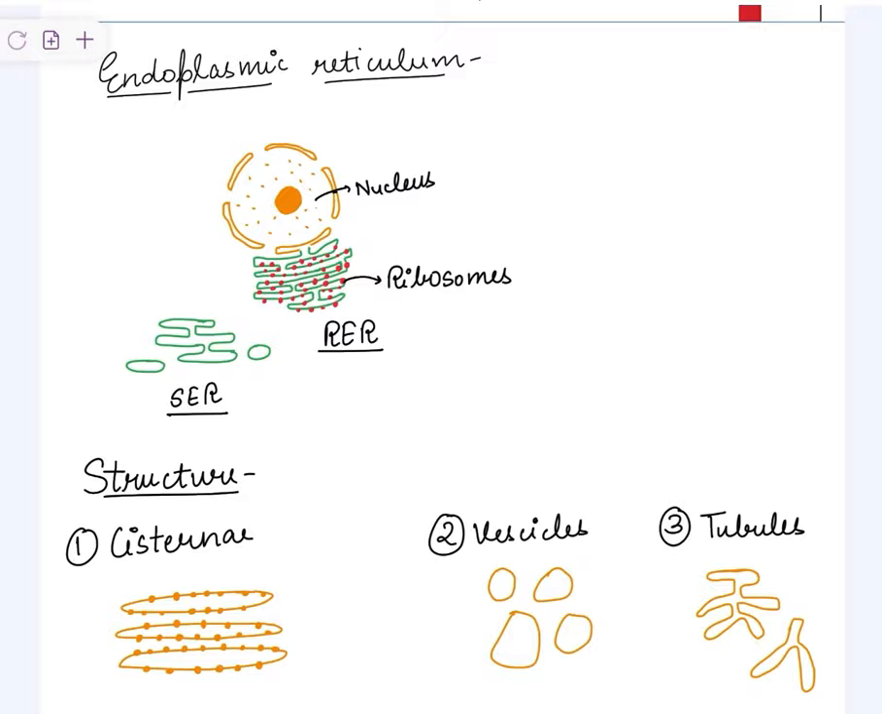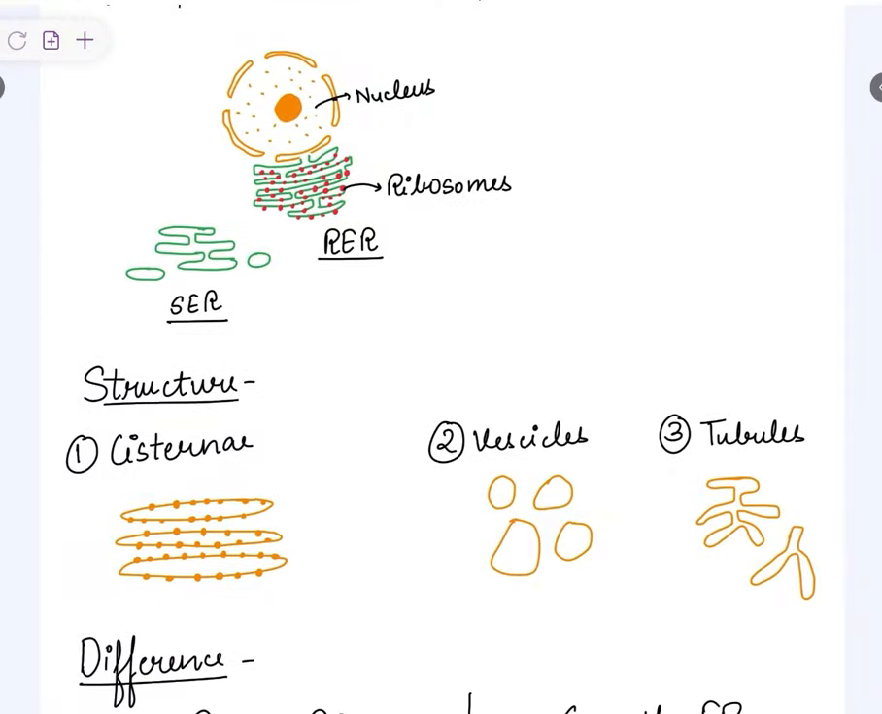So endoplasmic reticulum can be of three types. Their structure can be of three types. First is cisternae. These are flat sheet-like structures which are arranged parallel to each other, and they mostly have ribosomes on them. The second is vesicles. They are oblong, round, spherical structures. And then there are tubules, and these tubules are branched structures. So endoplasmic reticulum can be found in any of these structures.